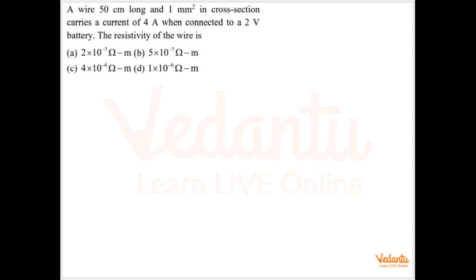In this question, a wire 50 centimeter long and 1 millimeter square in cross section carries a current 4 ampere when connected to a 2 volt battery. We have to calculate the resistivity of the wire. So beta, first of all, we will use V is equal to IR to calculate the resistance. I will say 2 is equal to 4 into R, which gives me R is equal to half ohm.